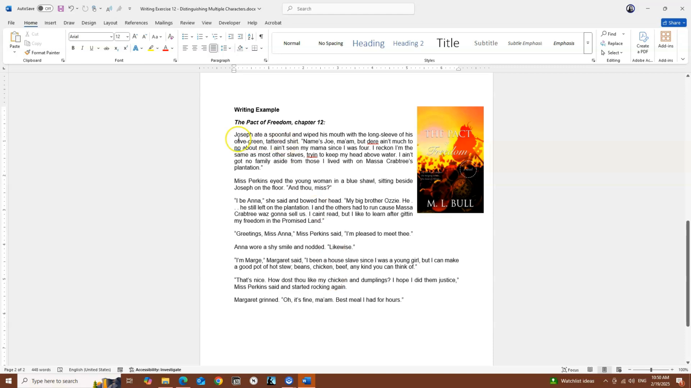For example, Joseph here, one of the field male slaves, wore a green shirt, so that is something I used to properly identify him. There's also a younger lady slave, Anna, in the story. I used a blue shawl that she wore a lot to properly identify her. And Margaret, one of the older slave women, who's a house slave, I used her personality of being a cook to help identify her. So that is how I identify them in this particular scene in chapter 12.